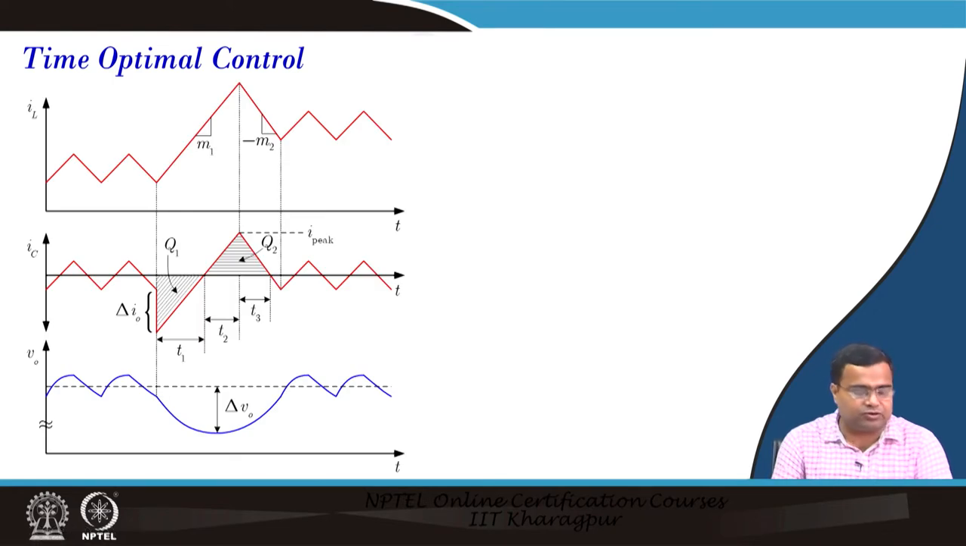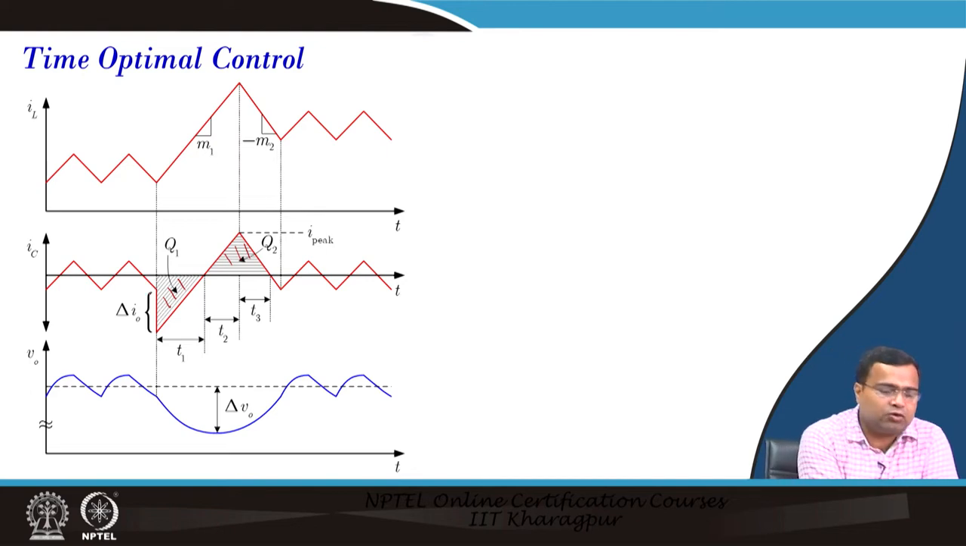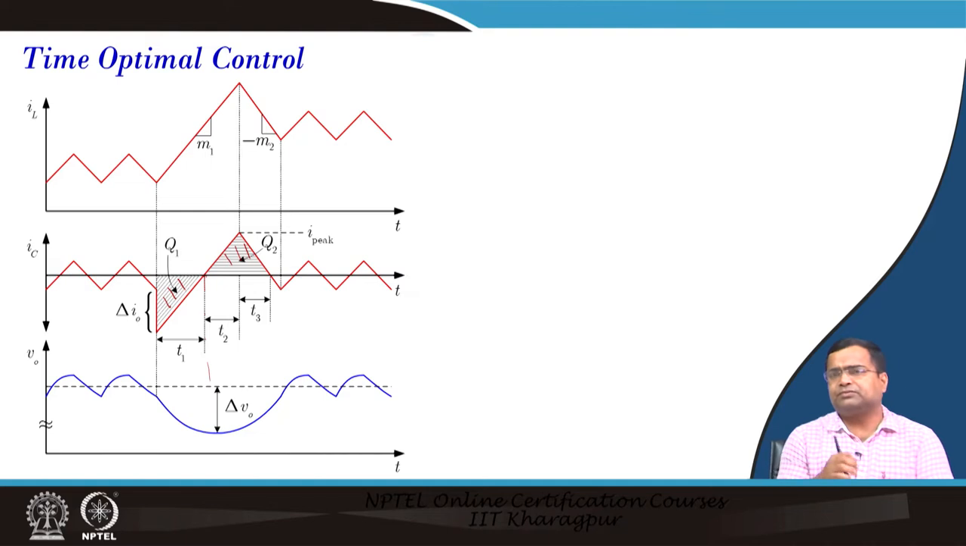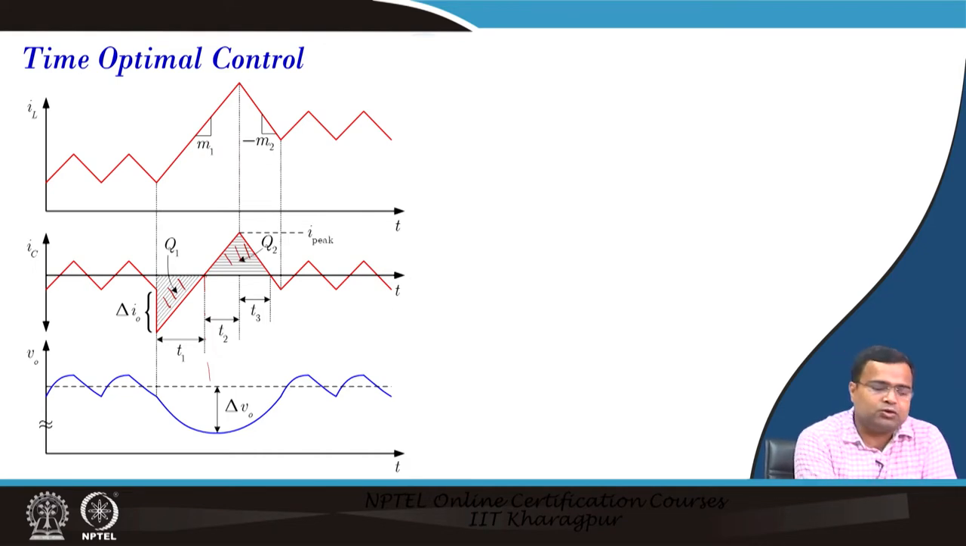Now, time optimal control is basically capacitor charge balance. Whenever there is a load step transient, the inductor current cannot change immediately. So the whole load step appears as capacitor current, and because the capacitor current is negative for a load step, the output voltage will dip. As long as the capacitor current is negative, the voltage keeps falling; once the capacitor current crosses zero, the voltage will start rising. To bring the output voltage back to its previous operating point, we need to balance this negative charge with positive charge, and that is the whole concept of time optimal control.